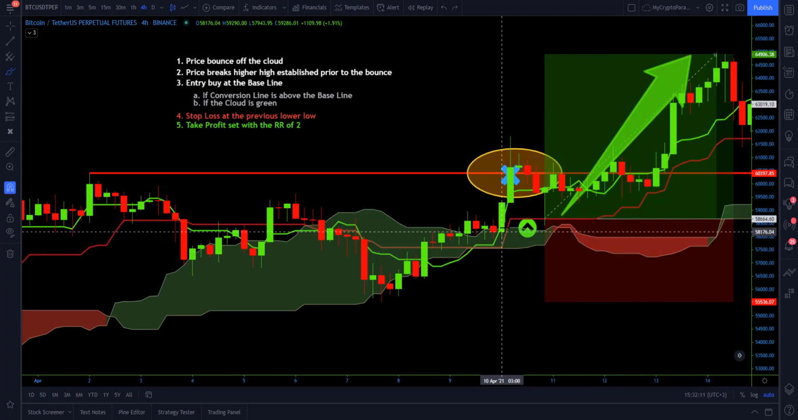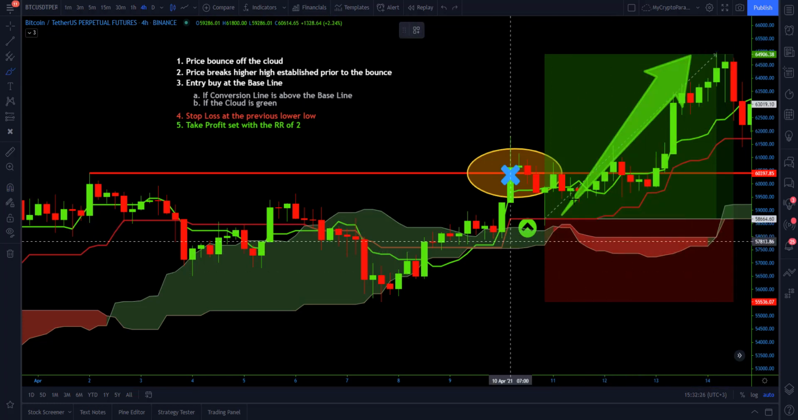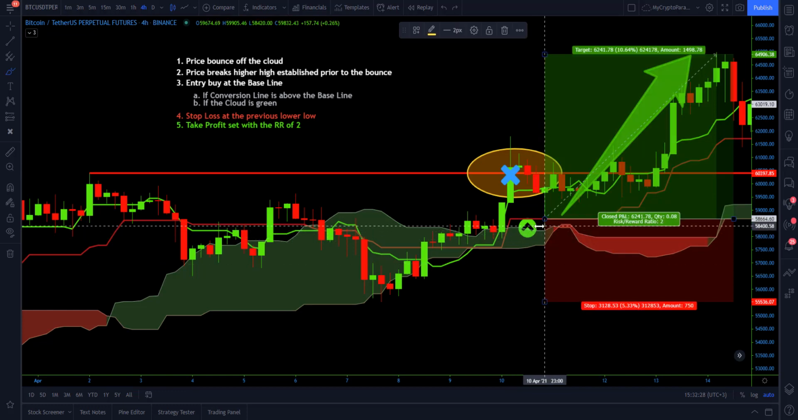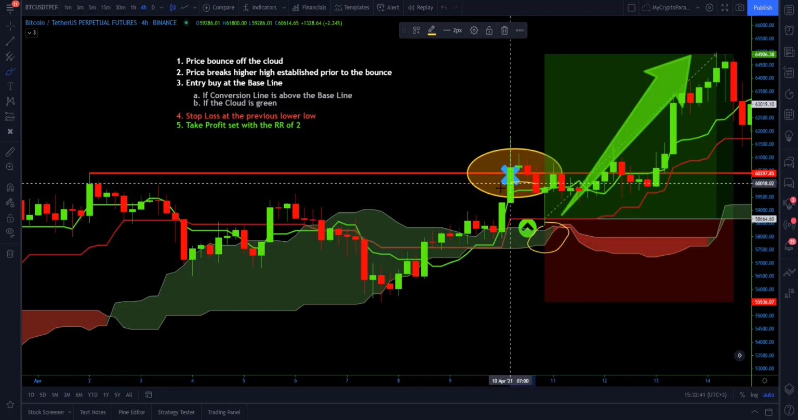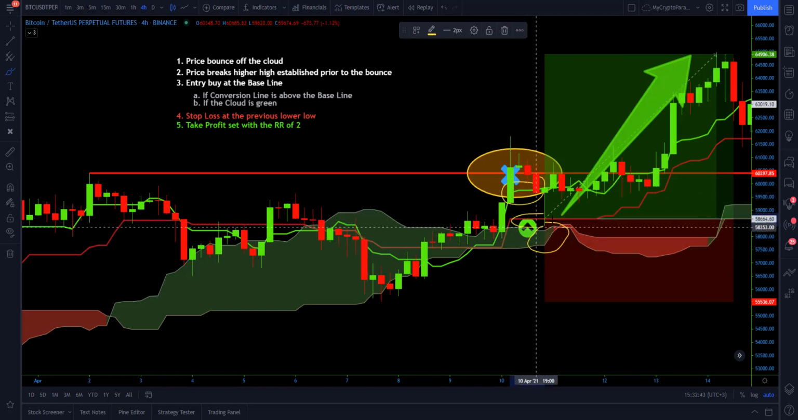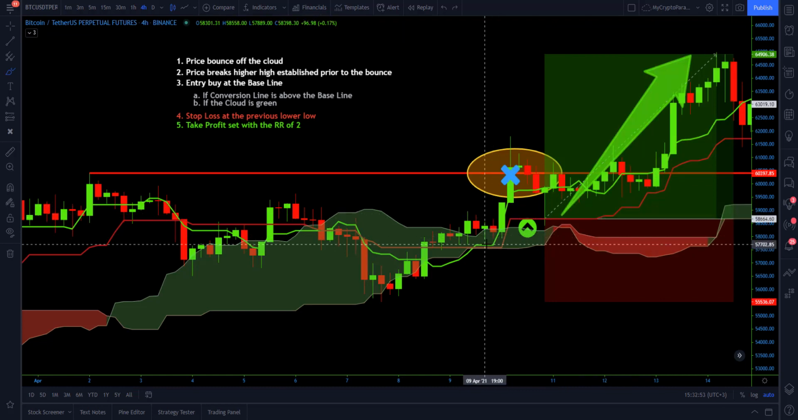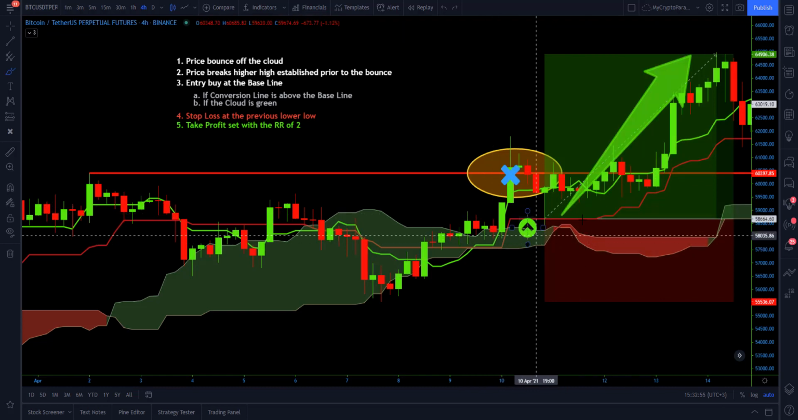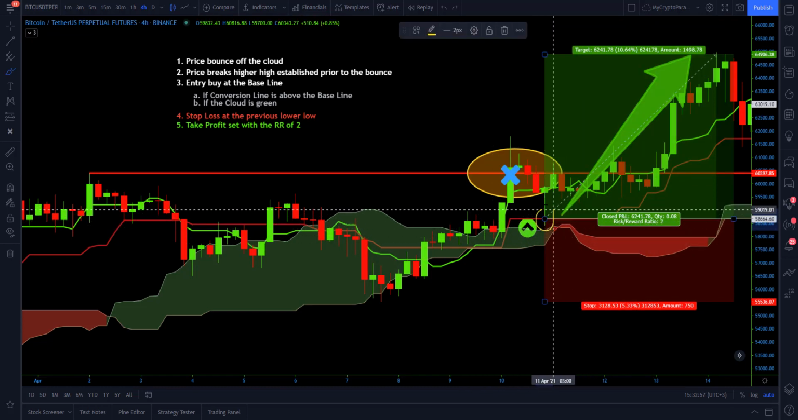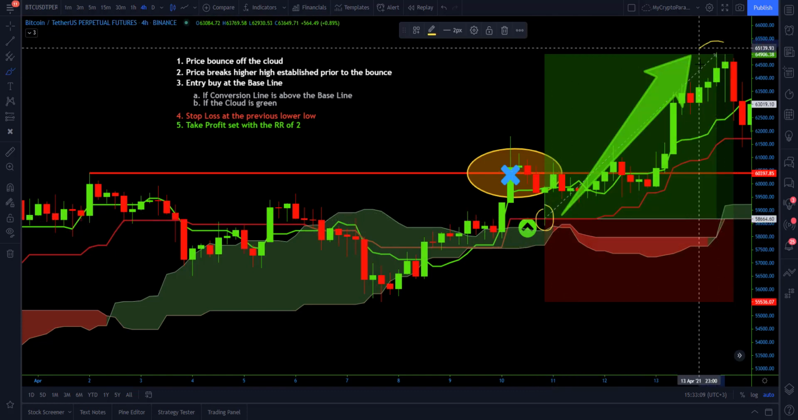Now, there are some other rules to follow. In order to go for a buying opportunity, the cloud must be green when entering the buying trade. At the same time, the conversion line must be above the baseline. So in this example, all rules are met and we are good to go for the buy trade. You can see how precise the entry was with literally zero drawdown. So very precise entry, very precise exit.